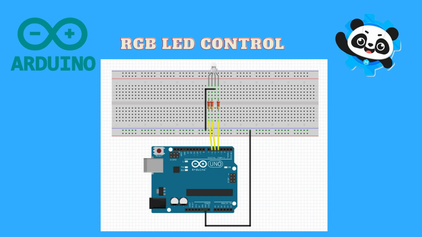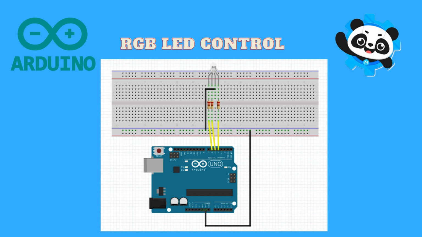First, let's create our circuit. Our circuit has a very simple structure. The LED we will use is a common cathode RGB LED. Connect the common pin to the Arduino's GND pin, and connect the other pins to the Arduino's pins 4, 5, and 6, respectively. That's it, our circuit is ready.